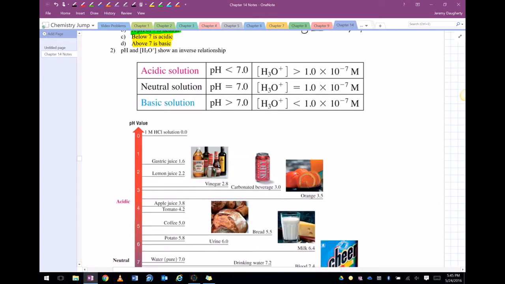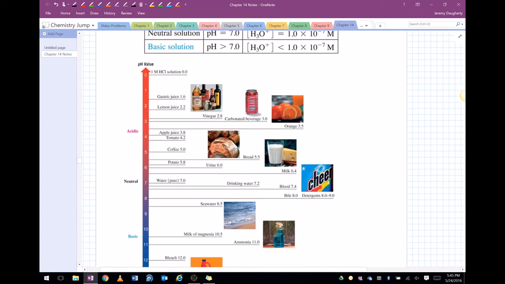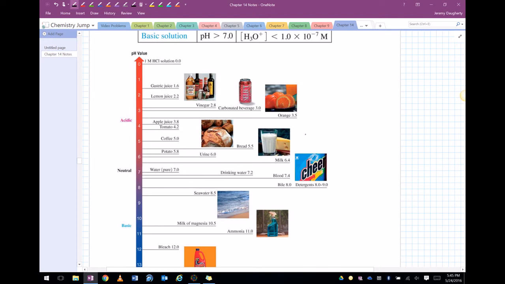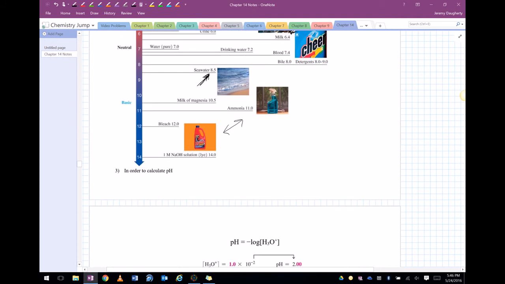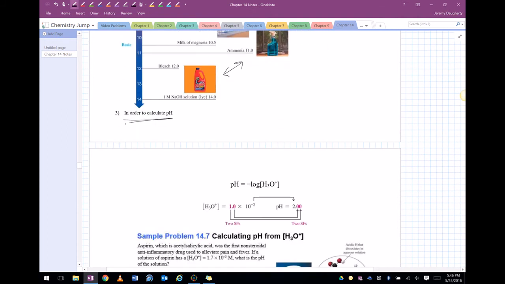So what are some common acids and bases? You can take a look at this and see. Milk, a lot of people think that milk is a base. It is not a base. Milk is slightly acidic. Seawater is slightly basic, and it's becoming slowly more acidic as it absorbs more and more CO2, which is a bad thing, obviously. A lot of your cleaners are bases. So what do we have to do to calculate pH?